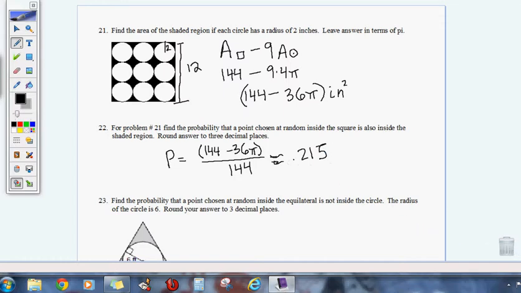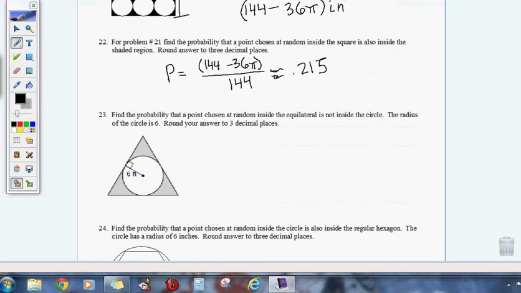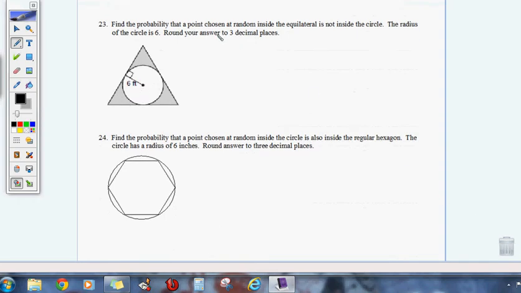Moving on to the next one, 23. Probability again. A randomly chosen point inside the equilateral triangle is not inside the circle. So inside the triangle, but not inside the circle. That's the shaded region. We got the radius shown as 6. So here we are going to simply take the area of the equilateral triangle minus the area of the circle. Let's just do what's easy first. The area of the circle we can clearly see is 36 pi.